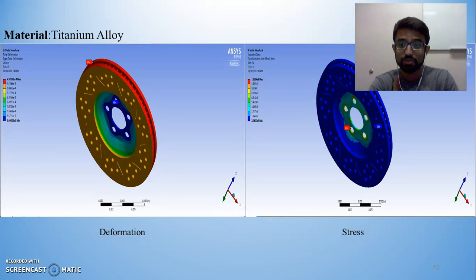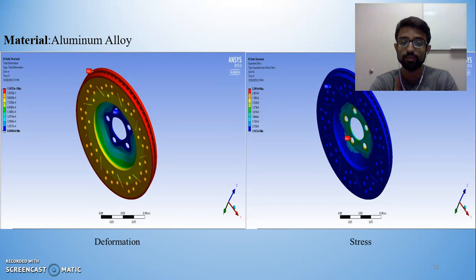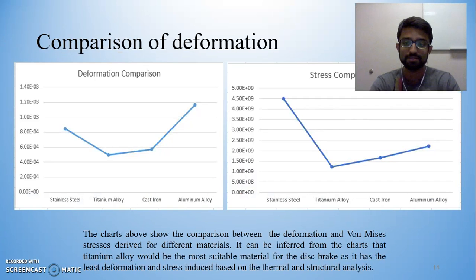This trend continues for titanium alloy. These are contours for titanium alloy. As you can see, there is a considerable decrease in the maximum deformation and also the maximum stress which is derived under the same boundary conditions. These are the deformation and stress contours for aluminum alloy. Over here, there's actually an increase in the maximum deformation and the maximum stress when compared to titanium alloy. But when these results are compared to cast iron and stainless steel, these are actually still less.